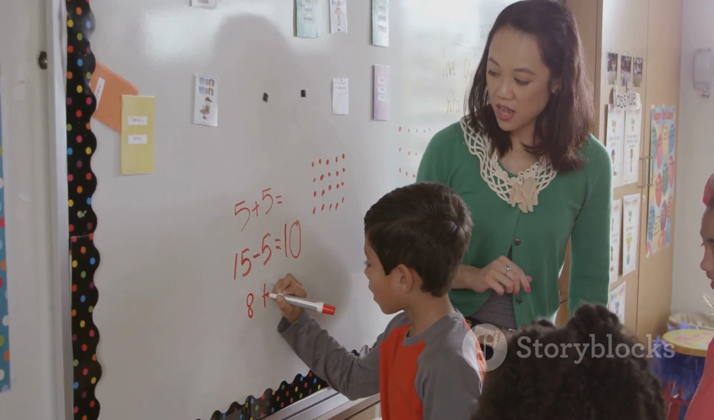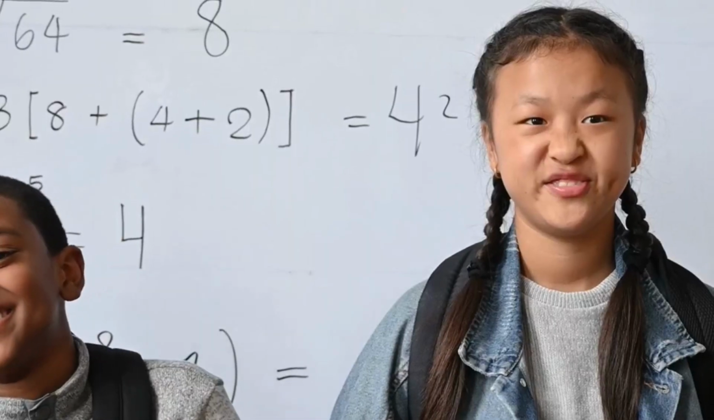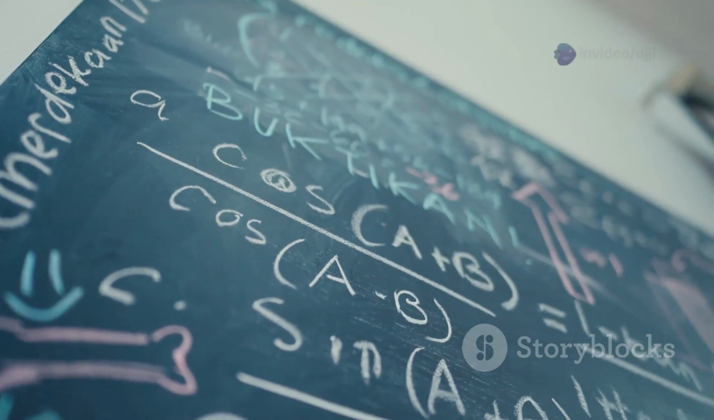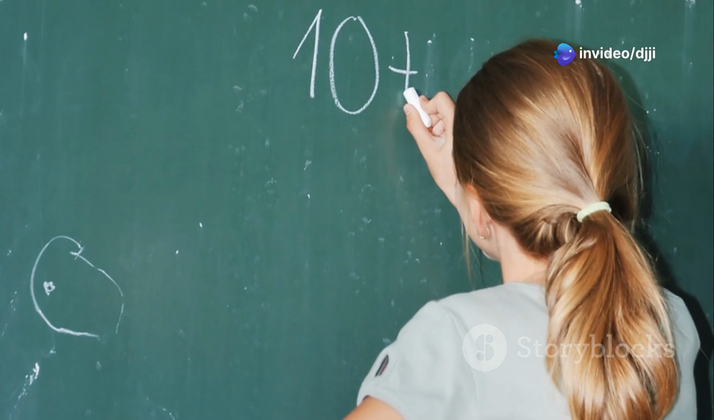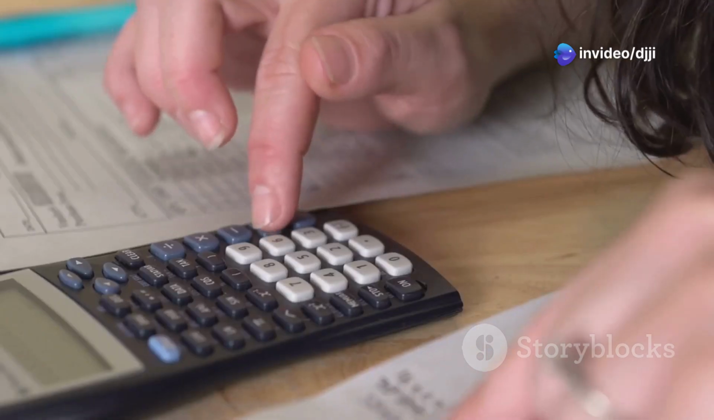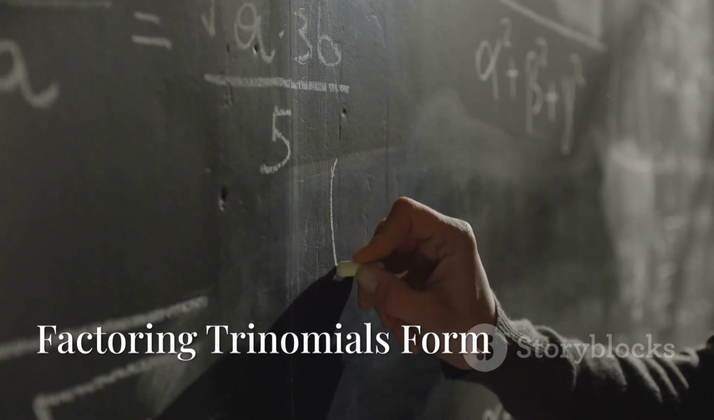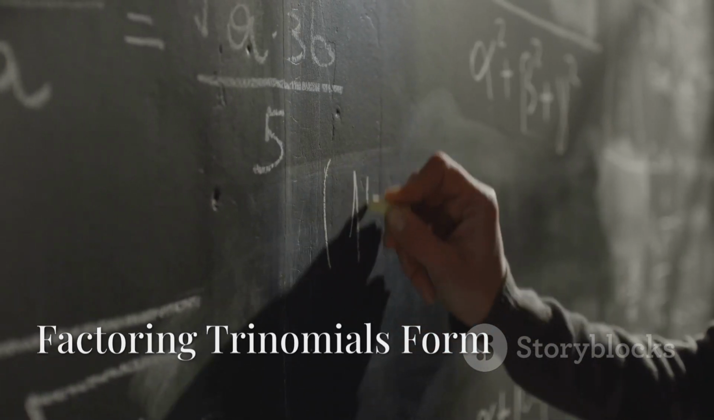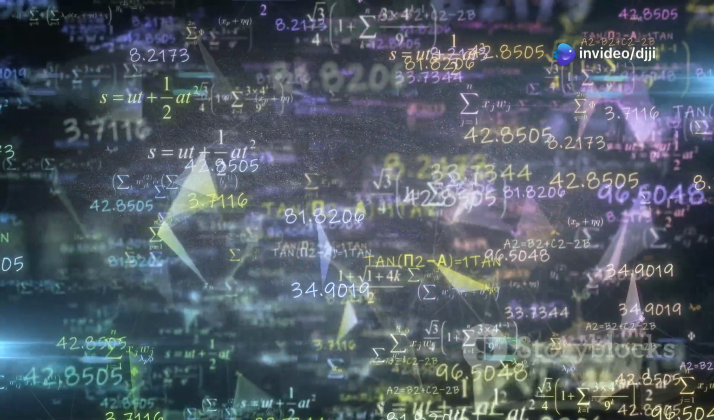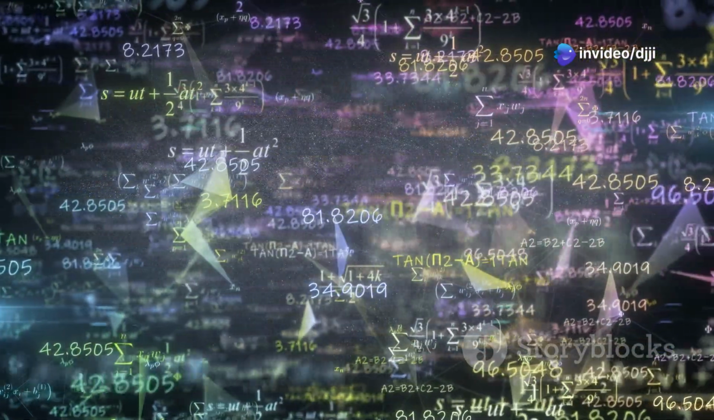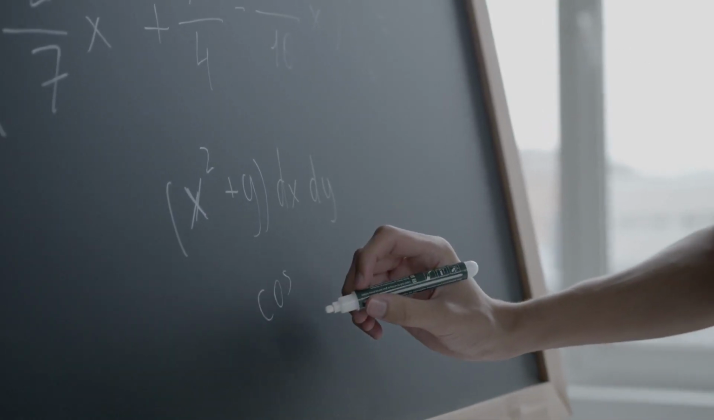Then, you can write the factored form of the trinomial using those two numbers. So let's go through the steps to factor a trinomial when a equals 1. First, identify b and c. In a trinomial of the form x squared plus bx plus c, identify the values of b and c. Next, find two numbers that add up to b and multiply to c. Now write the factored form. Use the two numbers found in the previous step to write the factored form of the trinomial as x plus number 1 times x plus number 2.